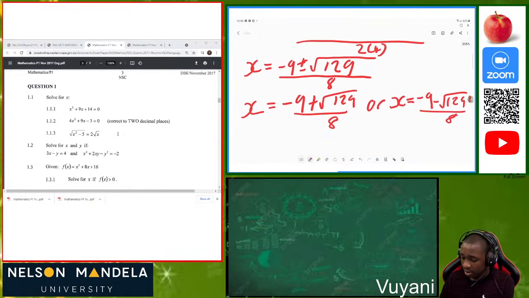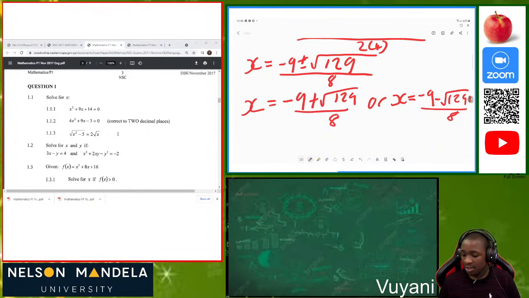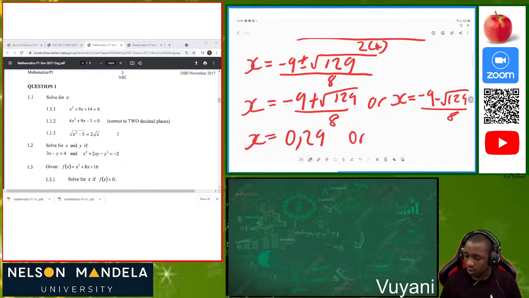This is the same thing. It's just that here it is plus or minus. So if you are confused by this plus or minus, this is the same as x is equal to negative 9 plus square root of 129, or x will be equal to negative 9 minus square root of 129. Then you get your answer to be equal to 0.29, or your x will be equal to negative 2.54.